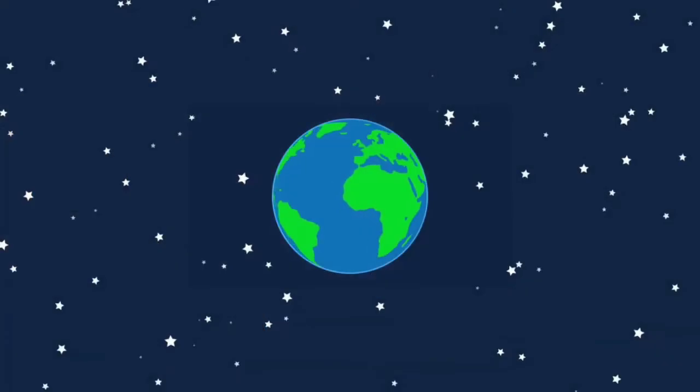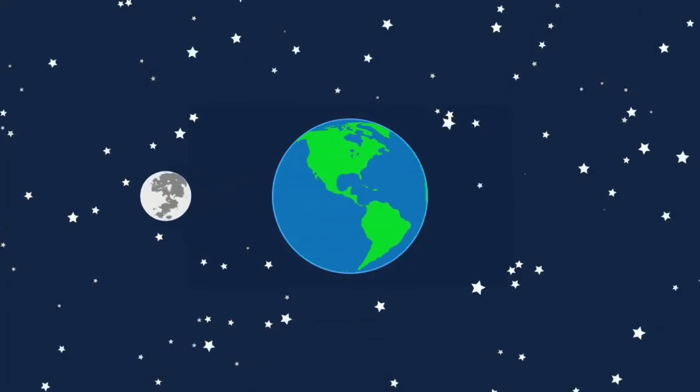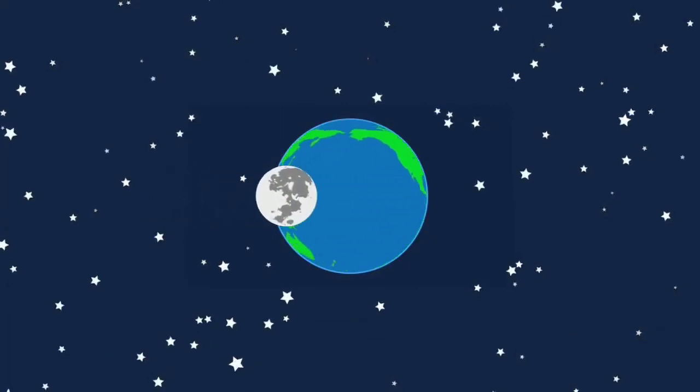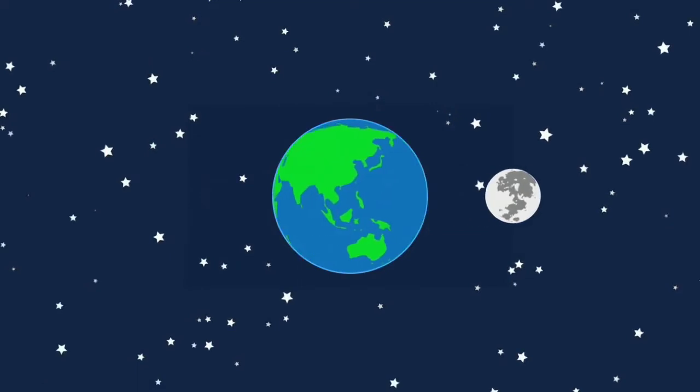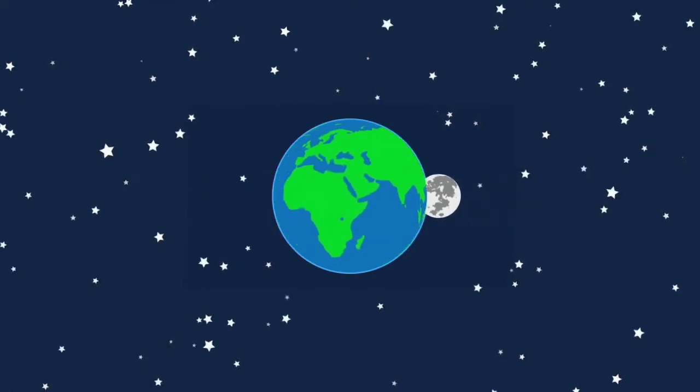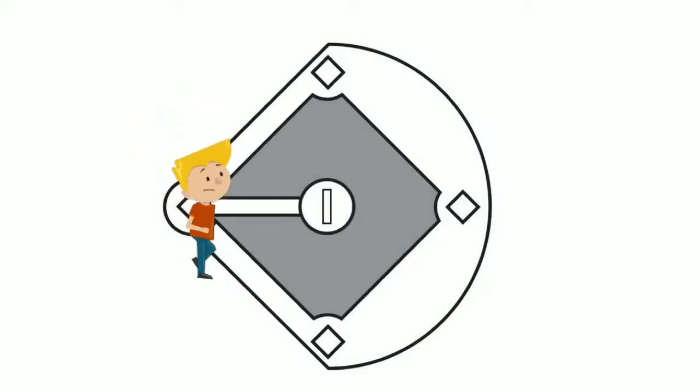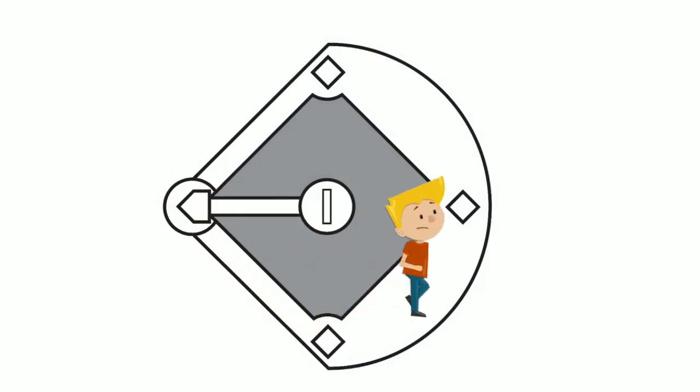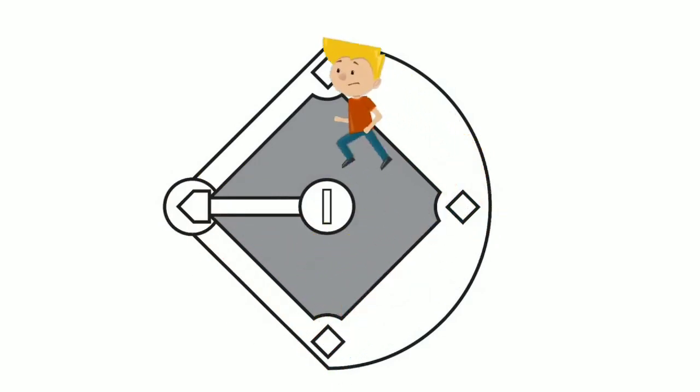So, let's work through these phases. First, the moon revolves around the Earth in a counterclockwise direction. An easy way to remember counterclockwise is to think about running the bases during a baseball game. You run in a counterclockwise direction. So, let's begin at new moon, which will be the home plate.